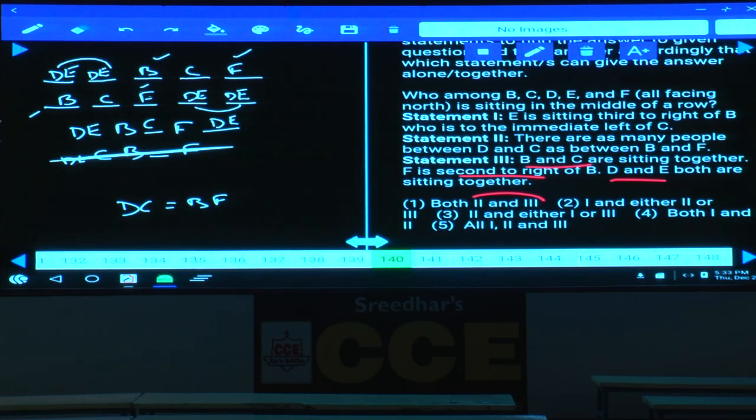Then who is seated exactly at the center? Either B or F is seated exactly at the center. Hence 1 alone is not sufficient because you are getting more than one answer. Hence 139, choice 1 is not your answer, 140. Then coming to the next one.